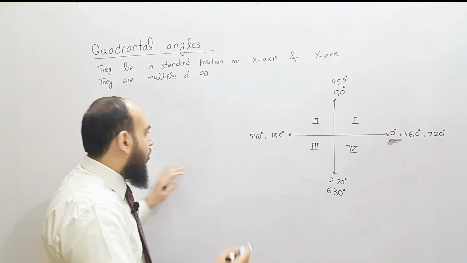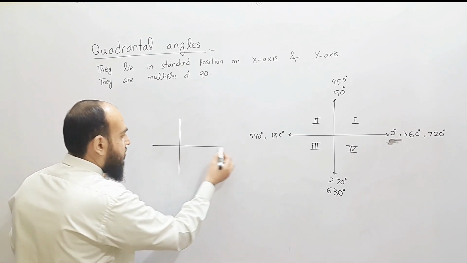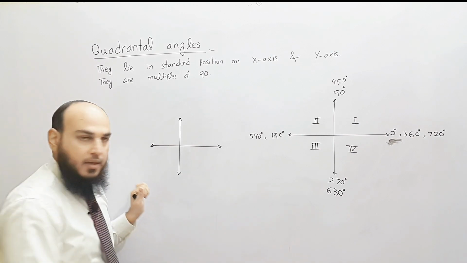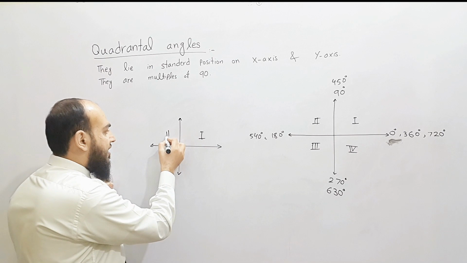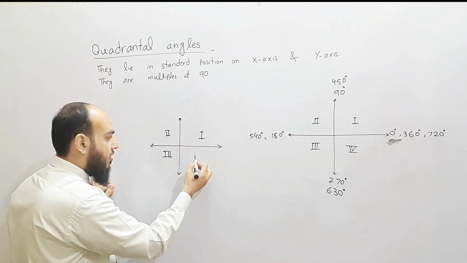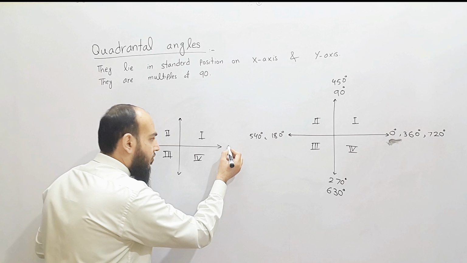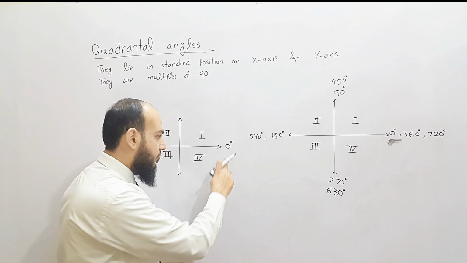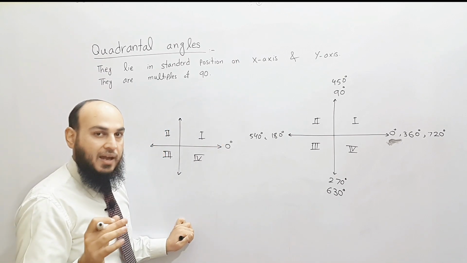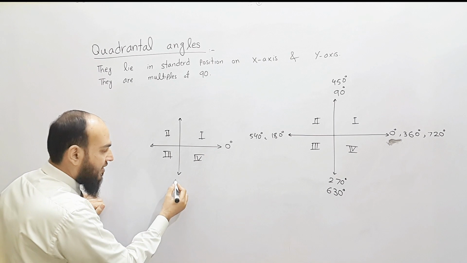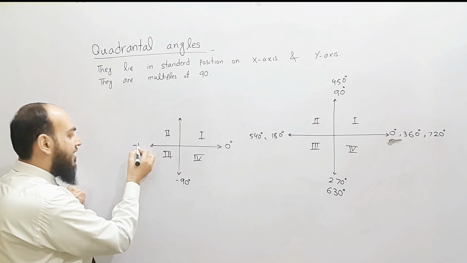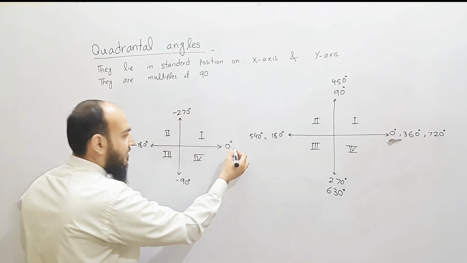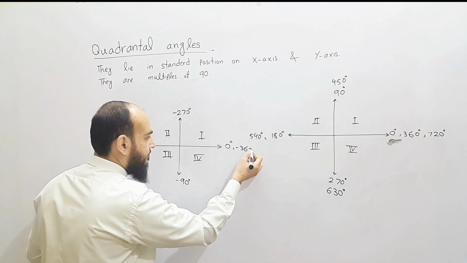Let's see what will be the direction of negative quadrantal angles. Okay, this is first quadrant, this is second quadrant, this is quadrant number 3, this is quadrant number 4, okay? And it starts from here, 0 degree, and if you move in the clockwise direction from this side, then you will get negative quadrantal angles. Here minus 90 degree, then here minus 180 degree, here minus 270 degree, and here minus 360 degree.